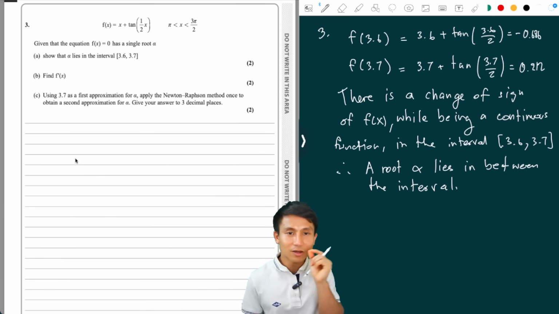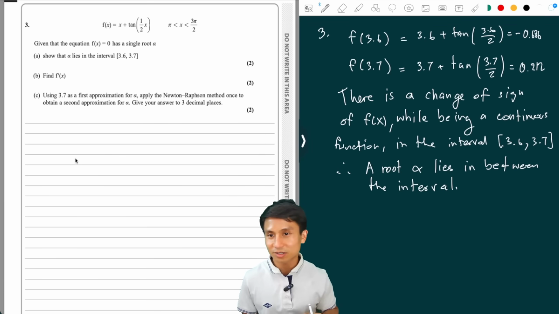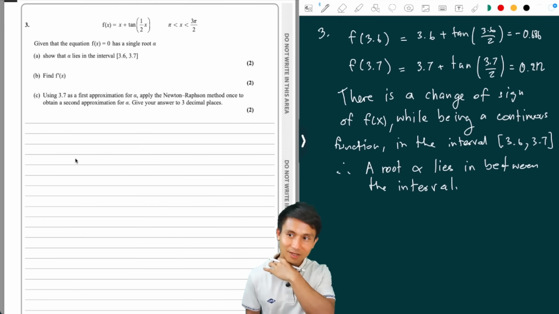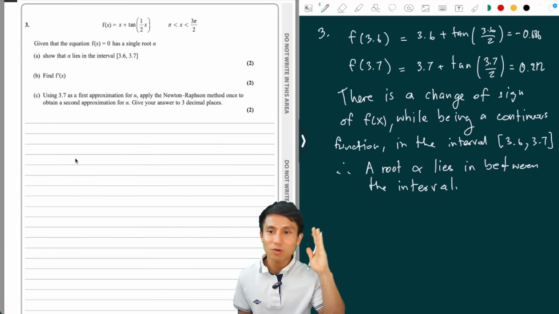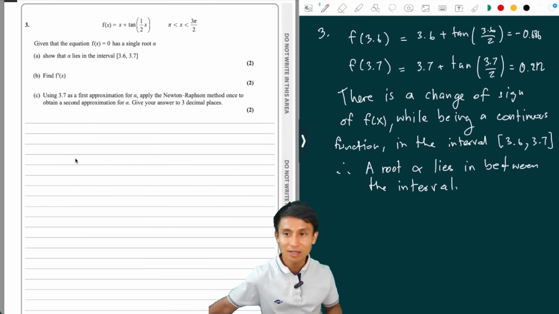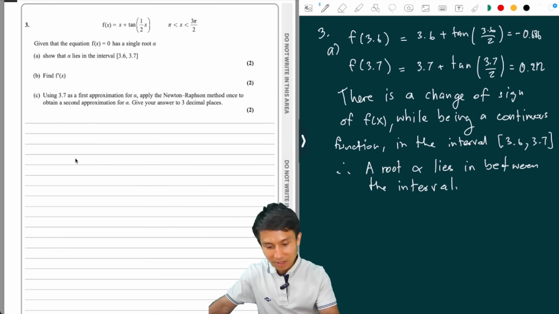The important thing here, you need to write being a continuous function, because there is an exception where it's not continuous, right? If it's not continuous, then there might be where the asymptote lies, and there can be no root at the x-intercept. And that's part A done, right?